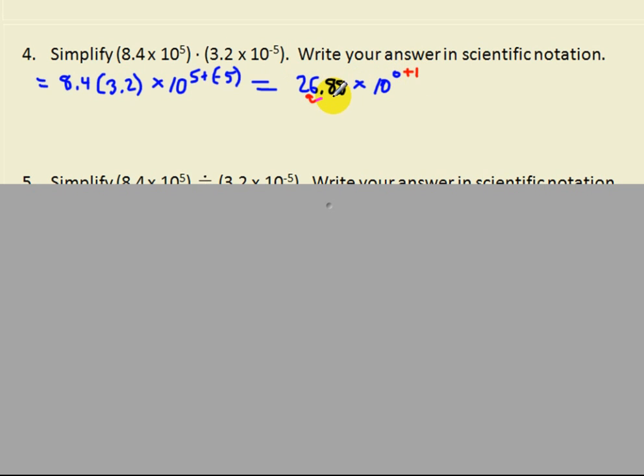So when you move the decimal to the right, counteract it by subtracting. Move it to the left, counteract by adding. So this is going to give us 2.688 times 10 to the first.